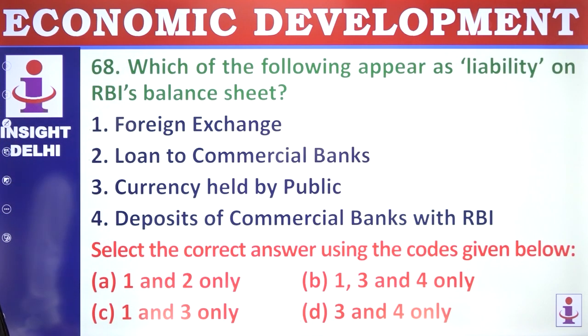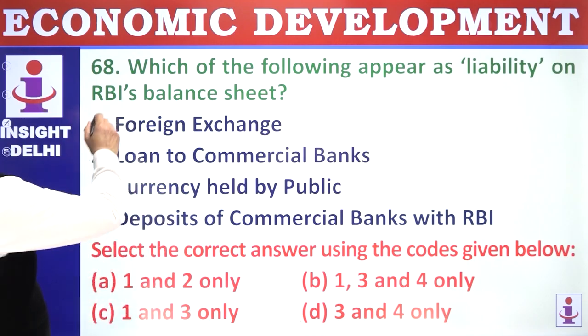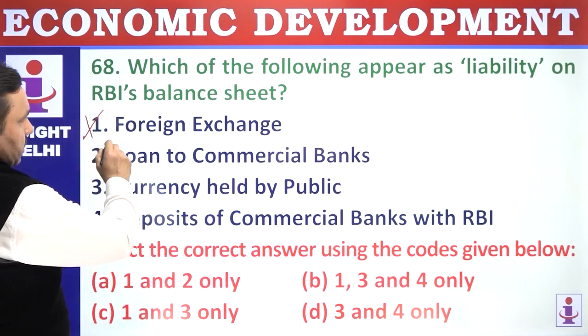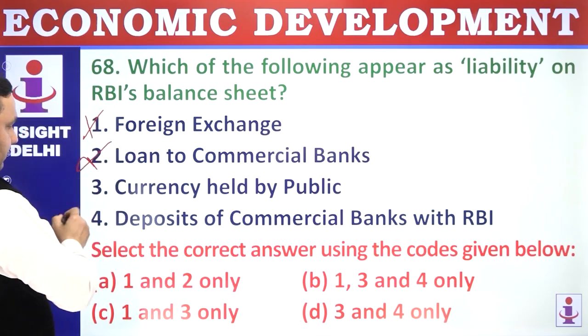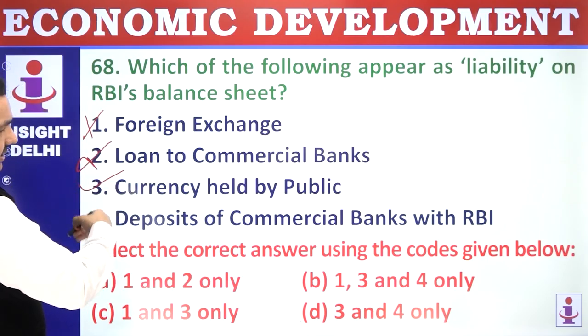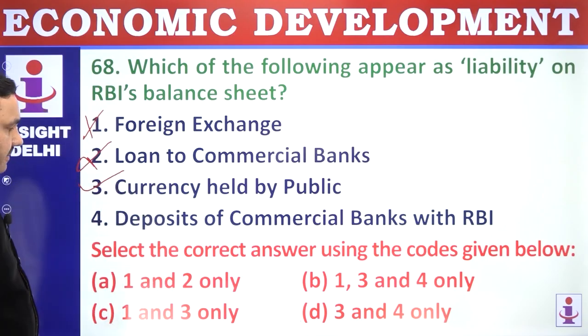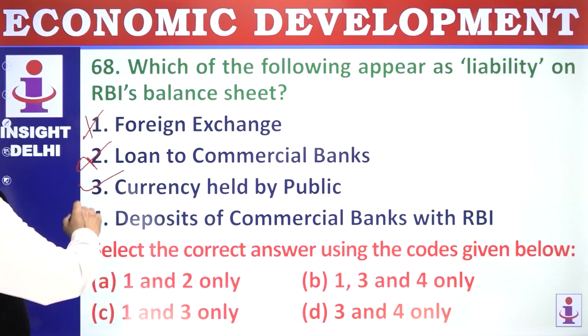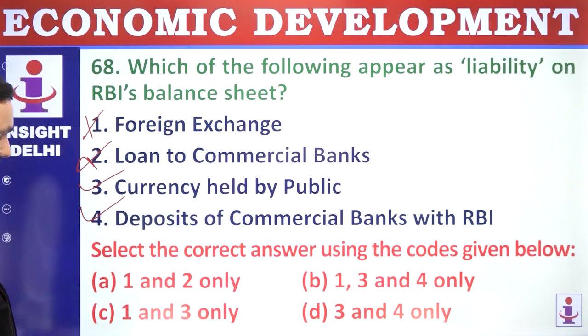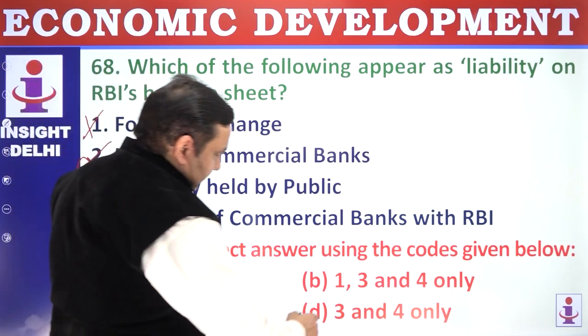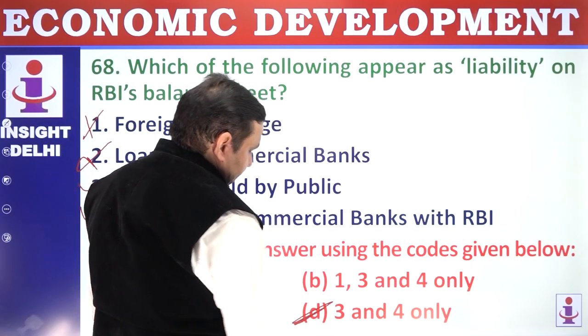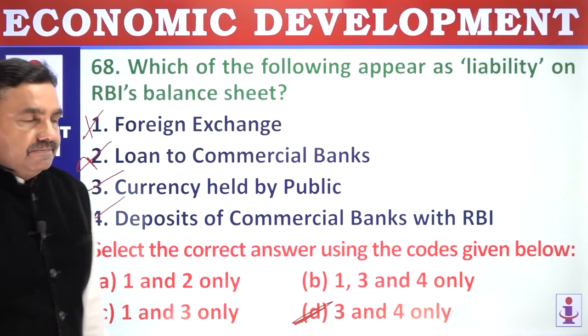68. Which of the following appear as a liability in RBI's balance sheet? Foreign exchange is not a liability. A loan is not a liability, though in the asset basically. Currency held by public is liability, the bank has to pay them. Deposits is liability, banks will have to pay them. 3 and 4. Liability is something that you have to pay, that RBI has to pay back to somebody.